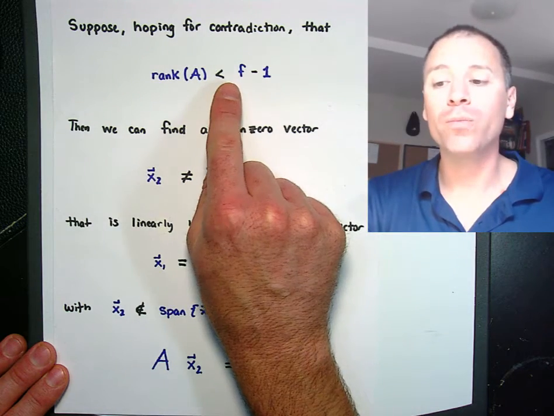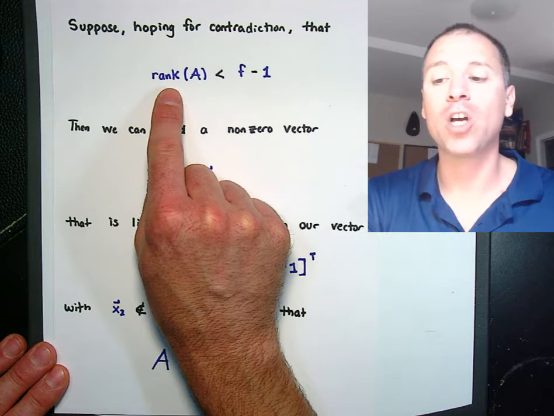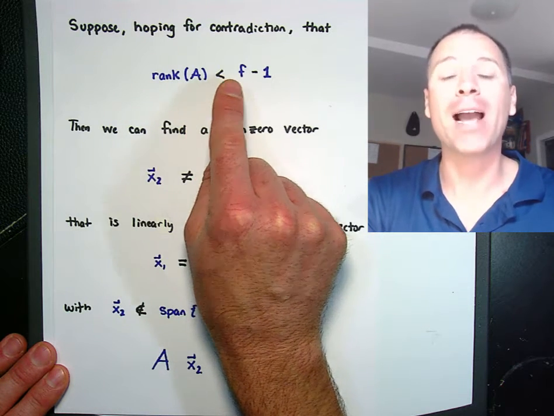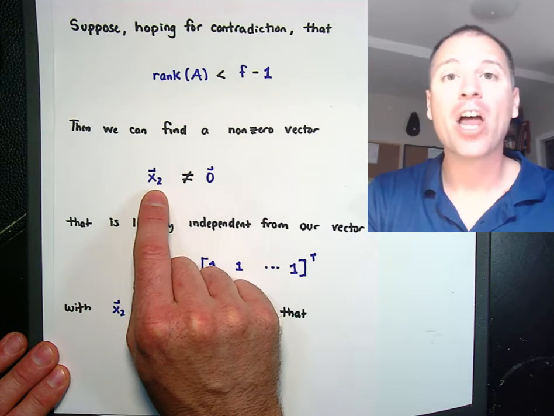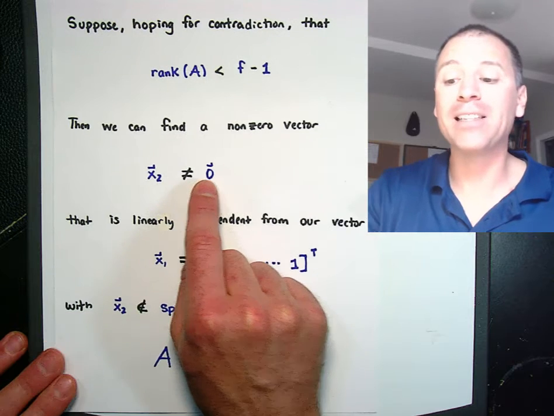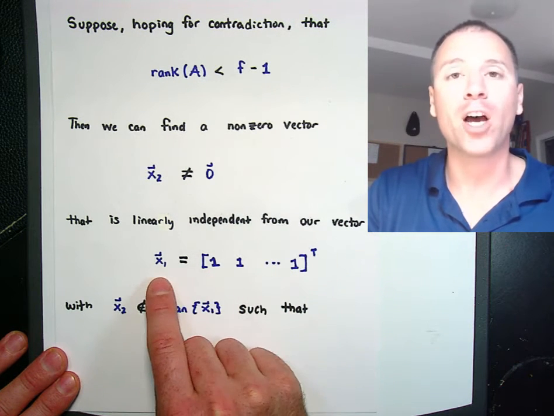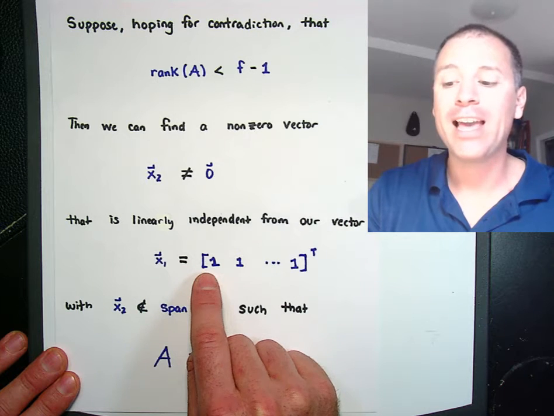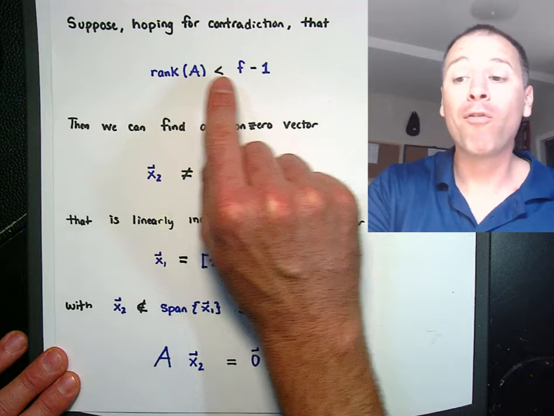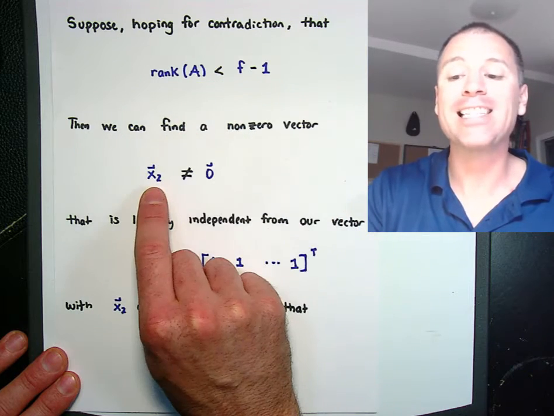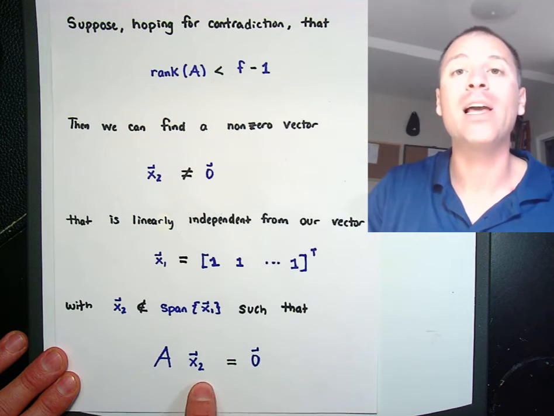If that was true, if we know that the total number of linearly independent columns of our matrix was less than f minus 1, the total number of columns, then I should be able to get a second non-zero vector that is linearly independent from my first non-zero vector. Remember, our first non-zero vector that sends A to 0 is the vector of 1s. We could now find a second value, not all equal to 0, such that A times x2 is equal to 0.